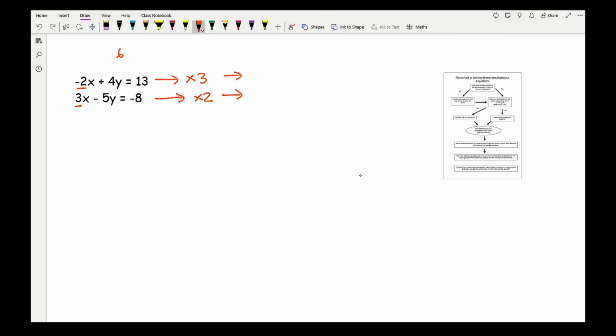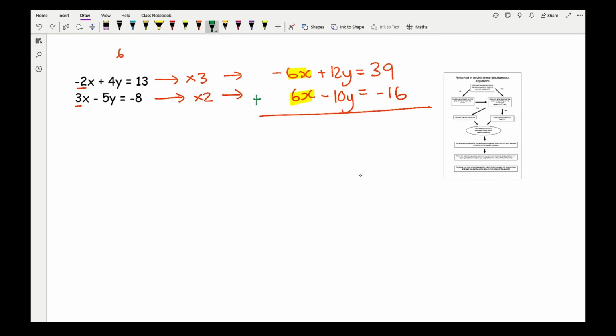So multiplying out those two equations, I end up with minus 6x, 3 times 4 is 12y, and 3 times 13 is 39. And then 3x times 2 is 6x, minus 5 times 2, which is 10y, and minus 8 times 2, which is minus 16. So now my x's are the same, but the signs are different because one's a minus, one's a plus. So when the signs are different, I need to add the two equations.